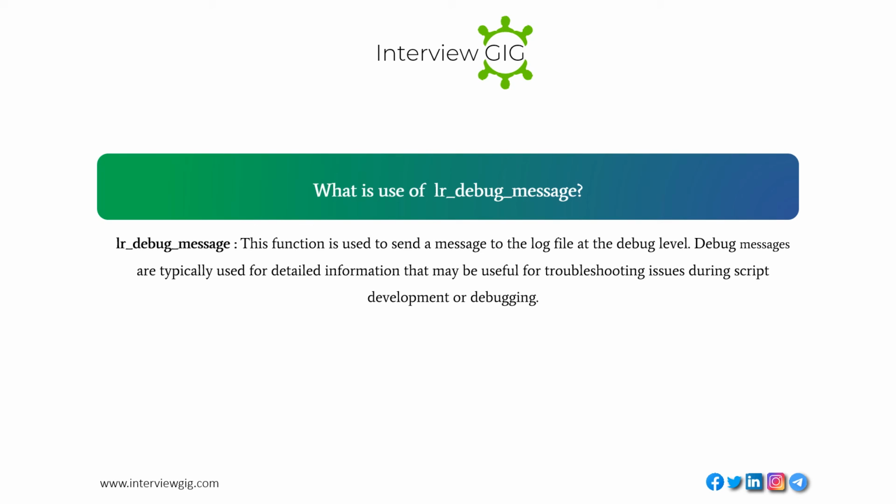What is the use of lr_debug_message? lr_debug_message. This function is used to send a message to the log file at the debug level. Debug messages are typically used for detailed information that may be useful for troubleshooting issues during script development or debugging.